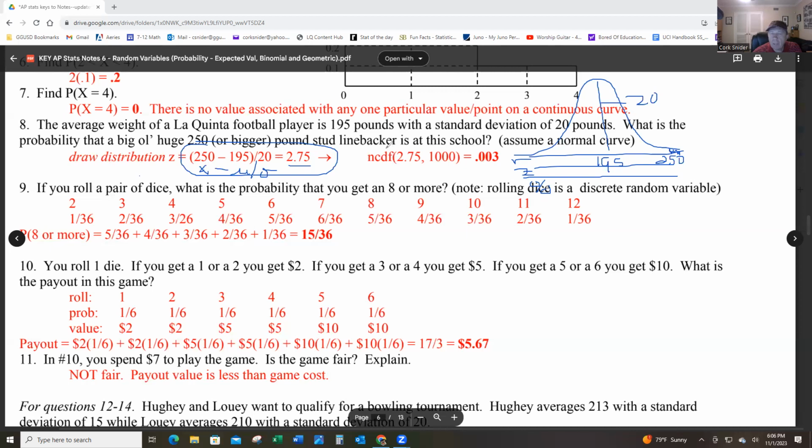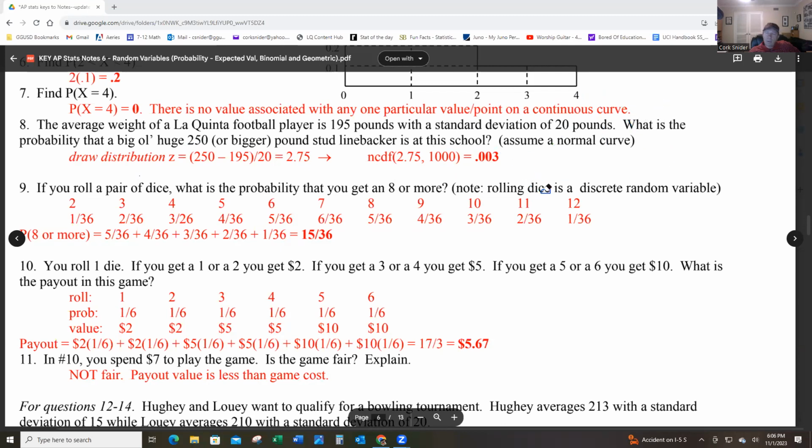Then on your calculator, which is probably how you're going to do it, you're going to go NCDF. This number right here is infinity. I put 1,000, but that represents infinity, all the way to the right. And it comes out really unlikely, way less than a 1% chance of that happening. Now we're going to go to the next problem, so erase all this.